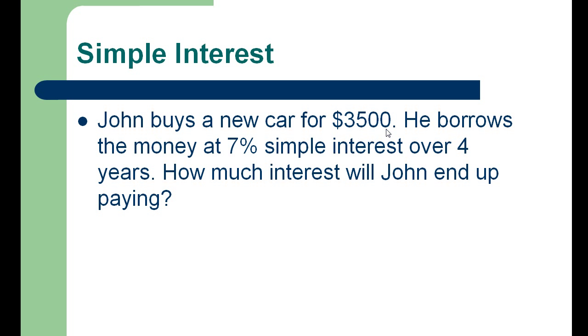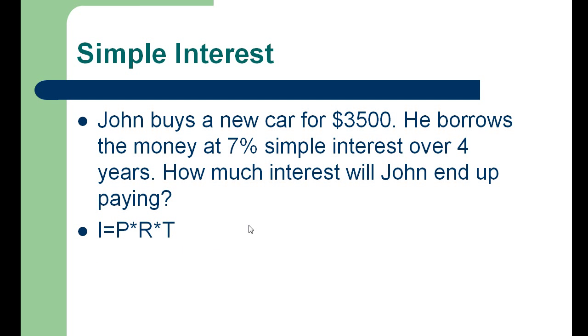Well, let's break this question down. First of all, we have to know what kind of interest we're looking at. We are looking at simple interest right there, so that should tell you the formula we're going to use. The second thing, when we do simple interest, we need to know what they're asking for. This particular question is asking how much interest will John end up paying. So, by that information, we should know that we're looking at this formula right here: I equals P times R times T. Principal times rate times time is going to give us interest, which is what we're looking for.